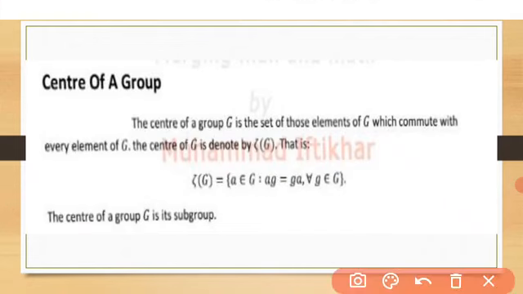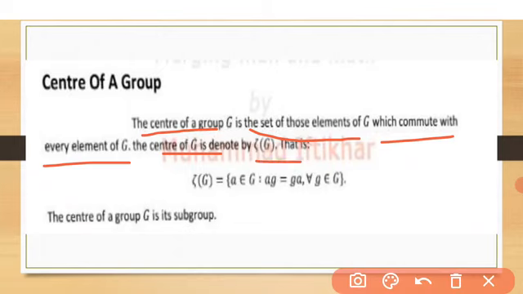Center of a group. The center of group G is the set of those elements of G which commute with every element of G. We take an element from G and commute it with all elements. If any element commutes with all elements, for example the identity element always commutes with all elements, that is called the center of G, and it is denoted by zeta G.